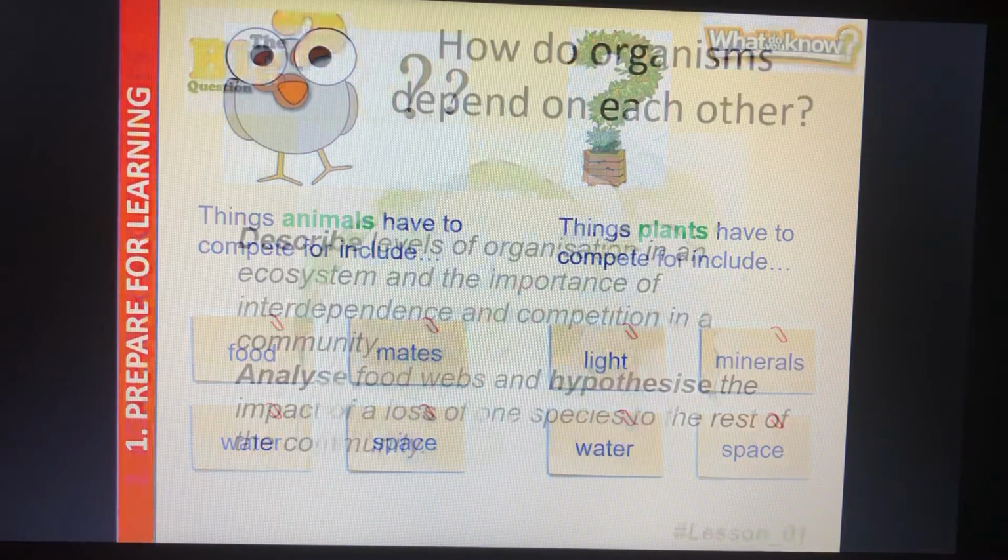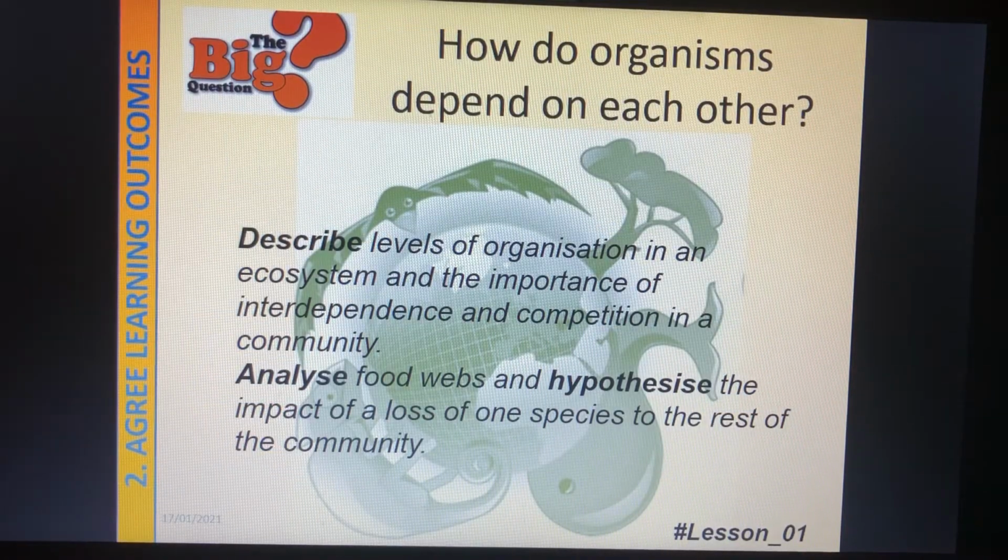Okay, moving on. So here's our title for today, How do organisms depend on each other? And if we write the date down as well, please. And you can see that this is lesson 1. Now, while you're writing that, I'll take the opportunity to explain that from lesson 5 onwards, some of those videos were made in the previous lockdown. So when I'm referring to dates and things, just ignore that.